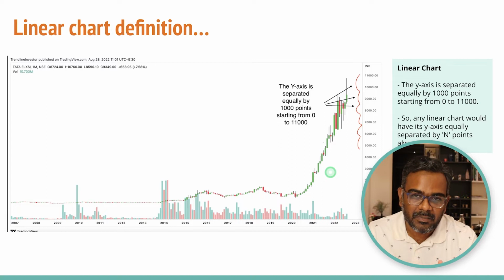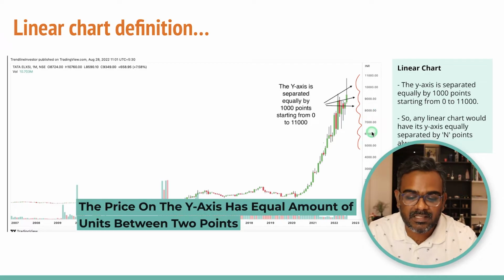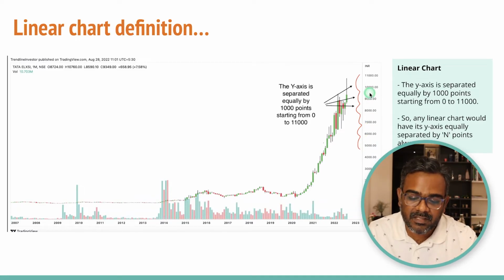Linear scale is nothing but a chart where you have an x-axis and a y-axis. The x-axis has the time period, whereas the y-axis has the price. In a linear chart, you would see the price is separated by equal points or equal values, however you call it. In this case, for Tata LXI, every distance between each scale is 1000 points: 1000, 2000, 3000, 4000, 5000, and that's how it's plotted. Every gap on the y-axis is based on a value or number of points, and that's always going to be fixed.